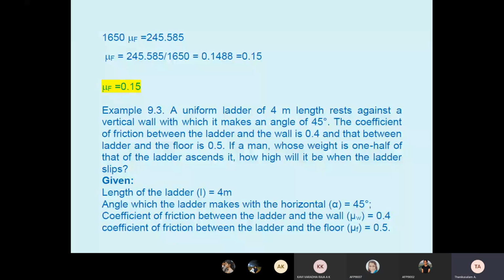Yes, sir. A uniform ladder of 4-meter length rests against a vertical wall with which it makes an angle of 45 degrees. The coefficient of friction between the ladder and the wall is 0.4 and that between the ladder and the floor is 0.5. If a man whose weight is one half of that of the ladder ascends it, how high will he be when the ladder slips?